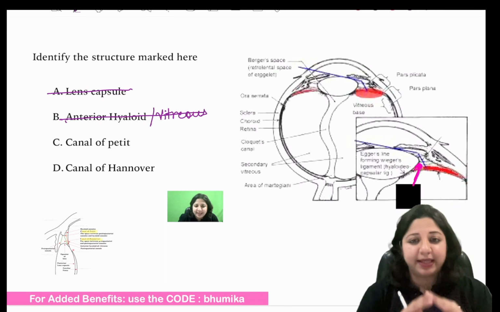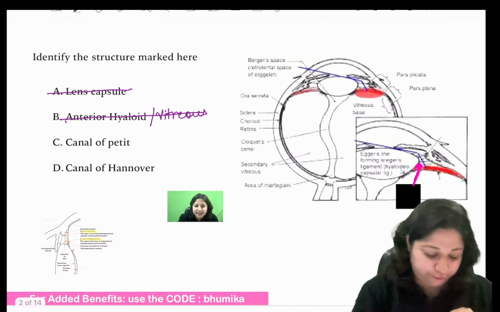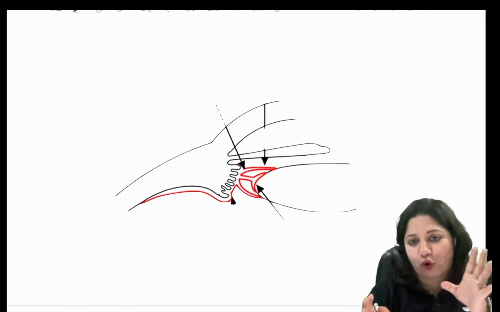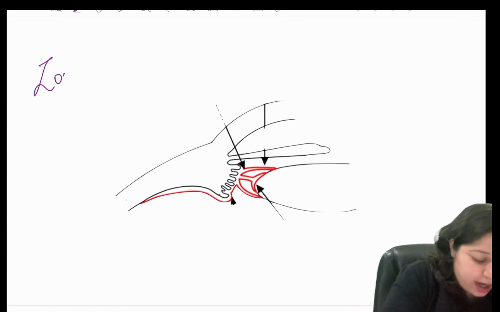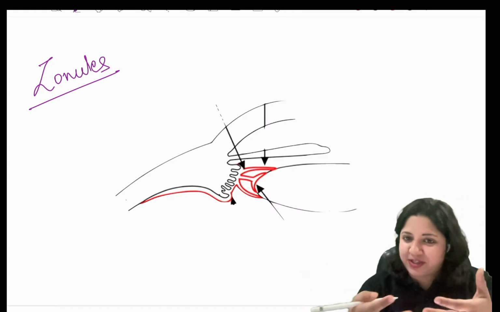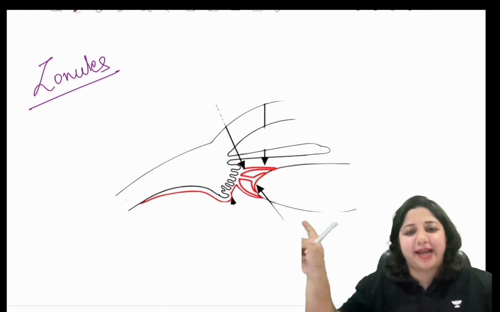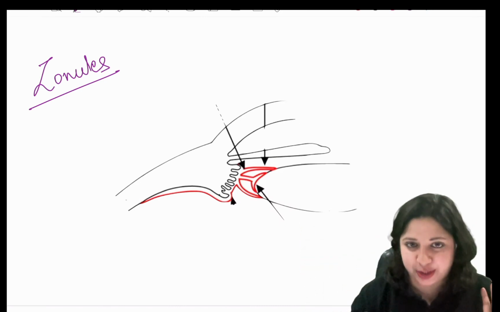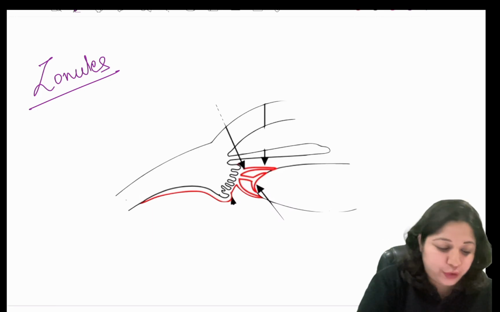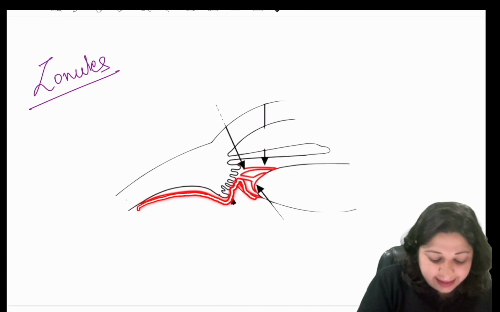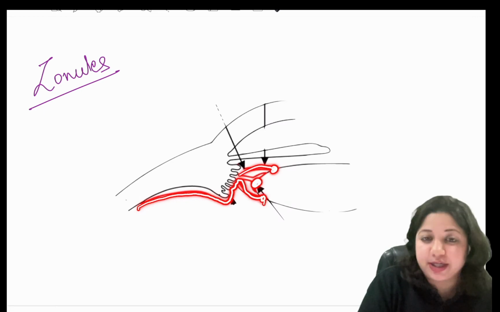Now, before I answer these two, let's discuss what are we talking of. So basically, what is all this being talked about? All this is being talked about is zonules, right? So what are zonules? We know these are suspensory ligaments which hold the lens together, connecting the ciliary body and the equator of the lens, and some part anterior and posterior to the equator, right? So basically, when we talk of the zonules, they come like this, come here, and then they attach at the equator, anterior and posterior to the equator.